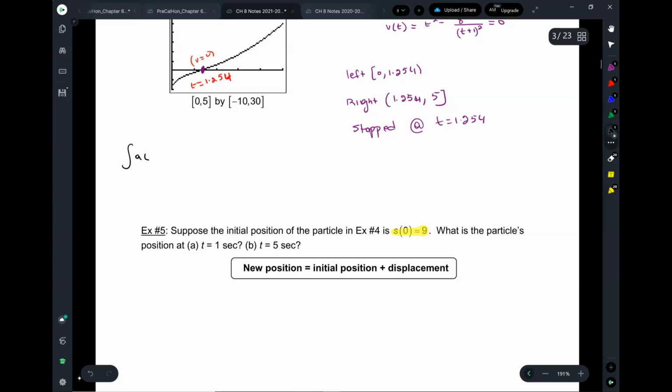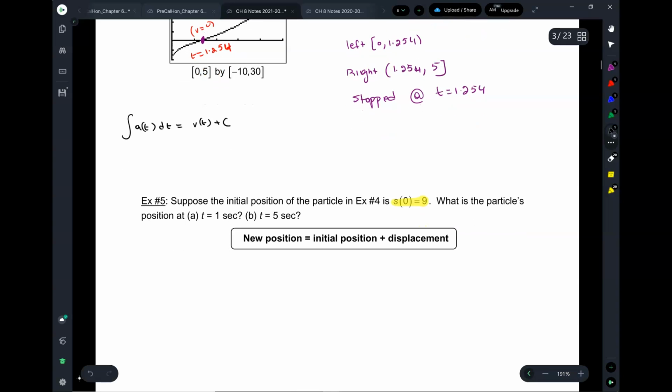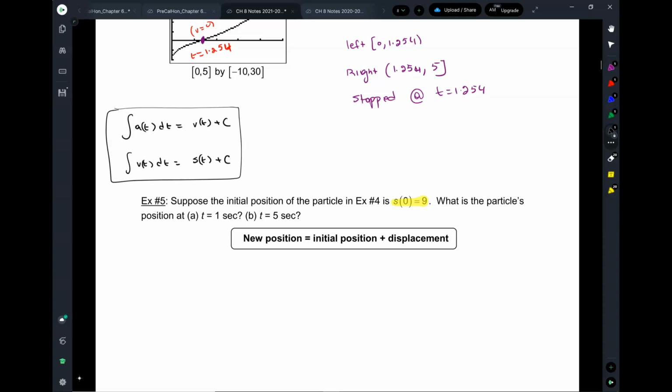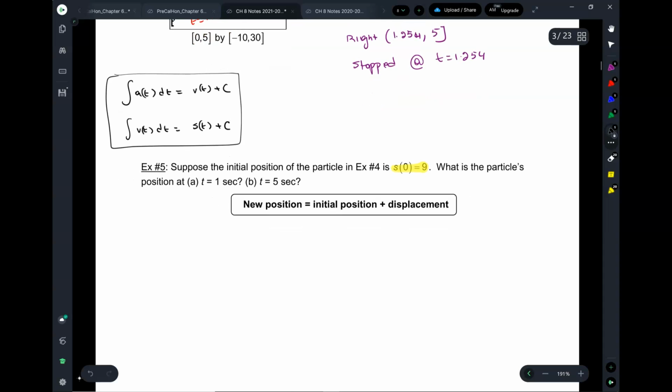You need to have this straight. The integral of a of t dt is equal to v of t plus c. You should always have that written down somewhere, not as a cheat sheet, but just in the back of your mind. And then the integral of v of t dt is s of t plus c. This is the law of the land for this unit.